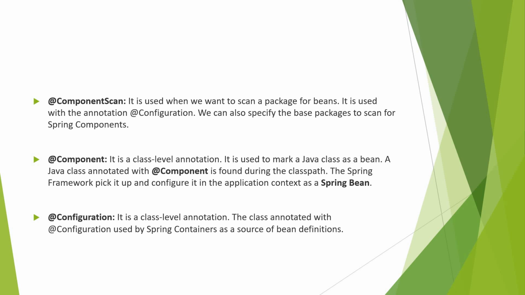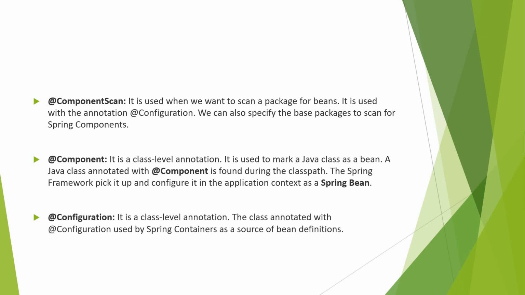Next, @Configuration. This is one of the main Spring annotations. We configure the beans using @Configuration. In the same way, @Configuration is a class level annotation, and a class annotated with @Configuration is used by the Spring container as a source of bean definitions. Whenever we put @Configuration, Spring considers that the configurations are inside this class, so it first takes those configs as the source of bean definitions.